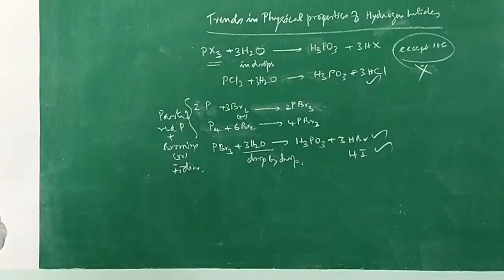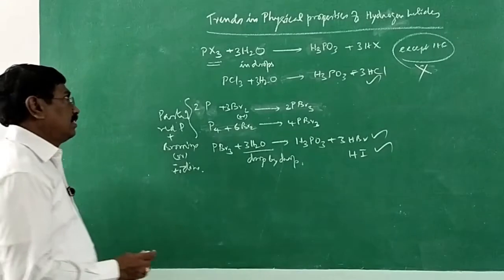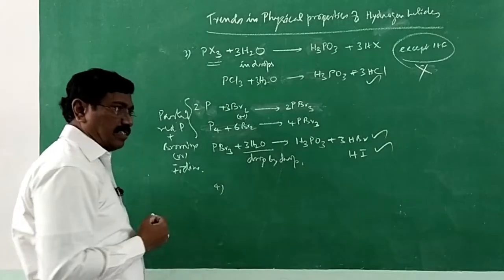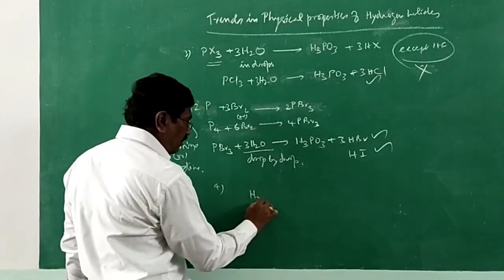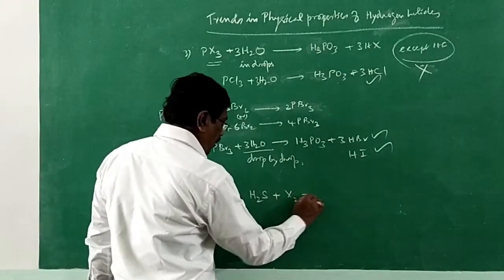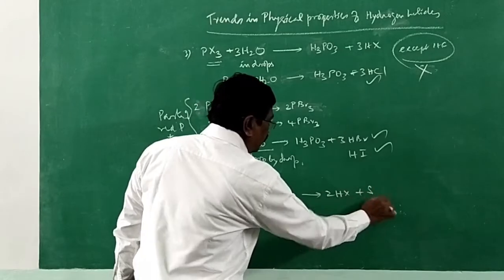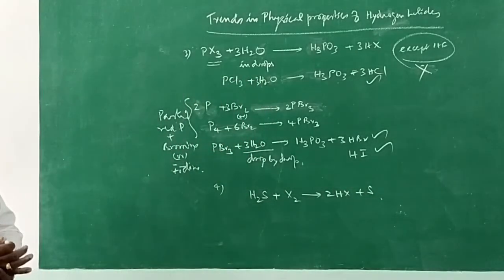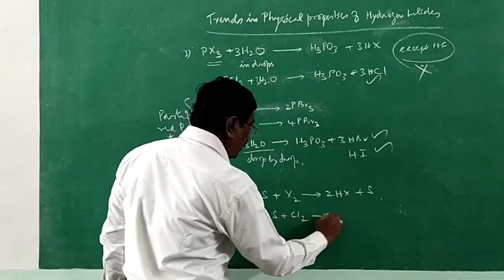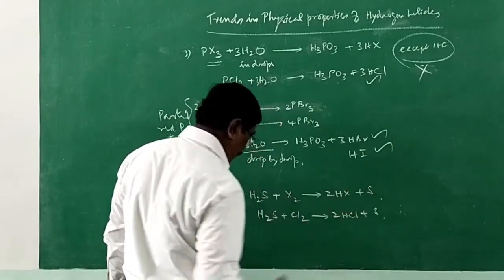Then from covalent hydrides, the fourth one. We can start with hydrogen sulfide when it is made to react with, say, halogen, any halogen. We may get 2HX plus sulfur. This method is especially suitable for chlorine. Alright. HCl can be prepared by this method. When hydrogen sulfide is made to react with chlorine, you will be getting HCl plus sulfur.